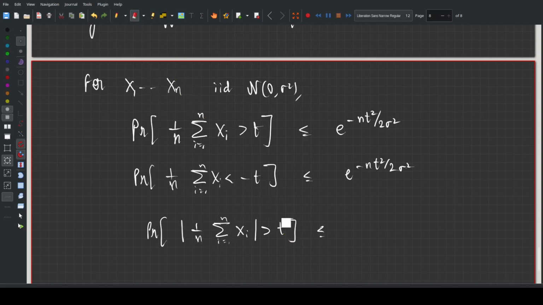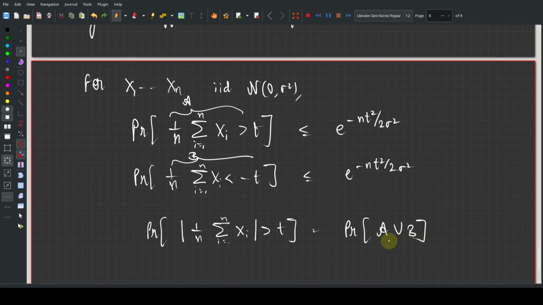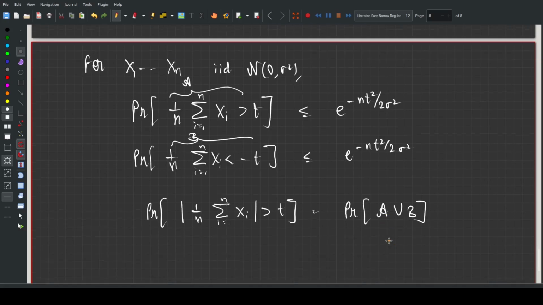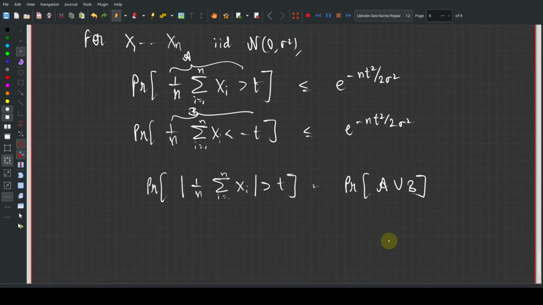Correct. So this event is basically the union of this particular event and this particular event, right? So if I call this event A and this event B, then this is basically equal to the probability of event A union event B. Do we all agree on this? Okay. So what do you know about the probability of the union of two events? Do you have an upper bound for this?